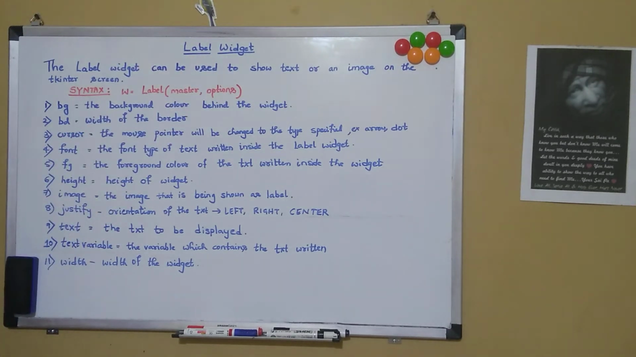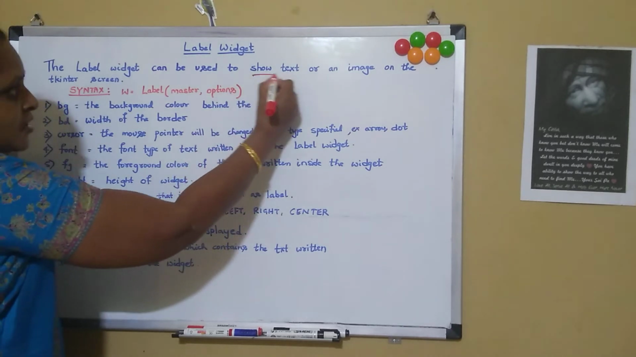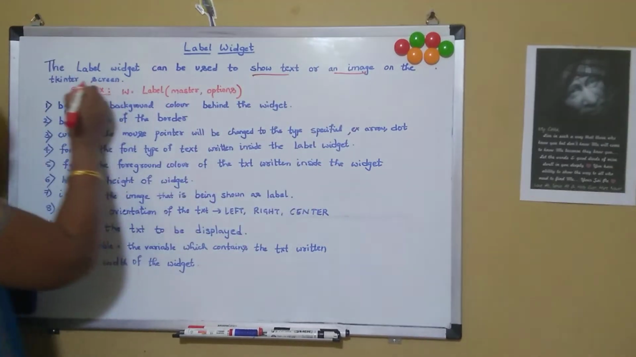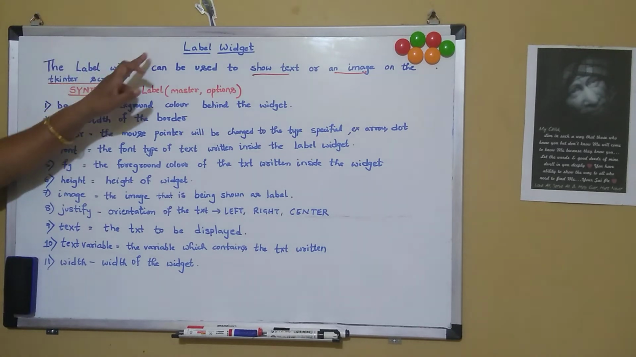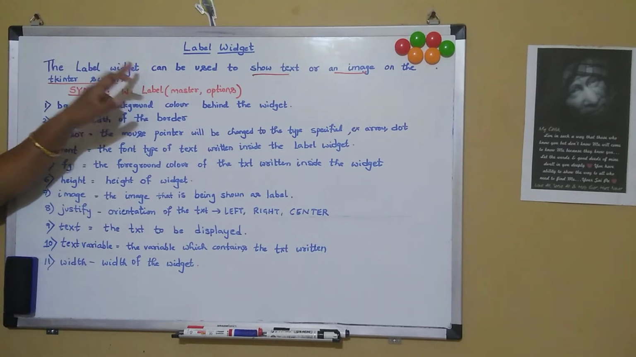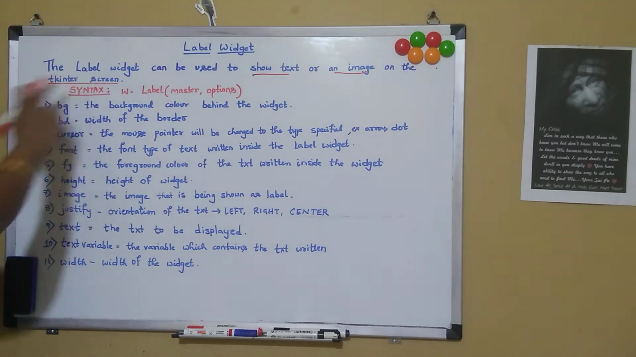So friends, what is a label widget? A label widget can be used to show some text or image on the Tkinter screen. So we can use the label widget to show some text or an image on the Tkinter screen.